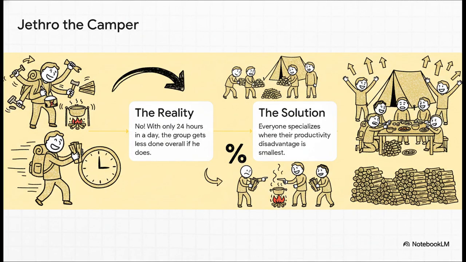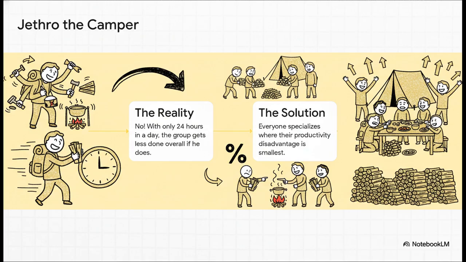Let me break it down with a simple story. Picture a guy named Jethro. He's the best camper ever. He has an absolute advantage in everything. He's faster at setting up tents, gathering firewood, and cooking. So should he just do it all himself? No way. He's only got 24 hours in a day.